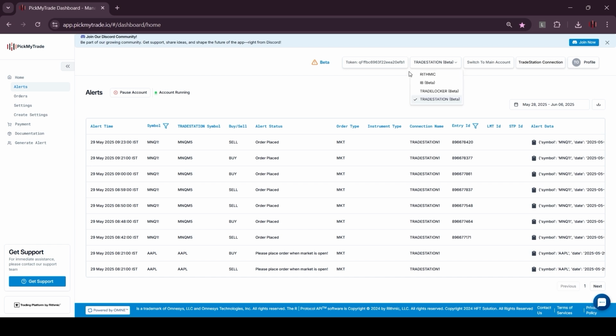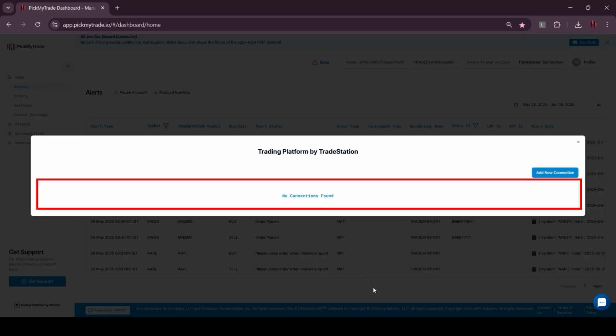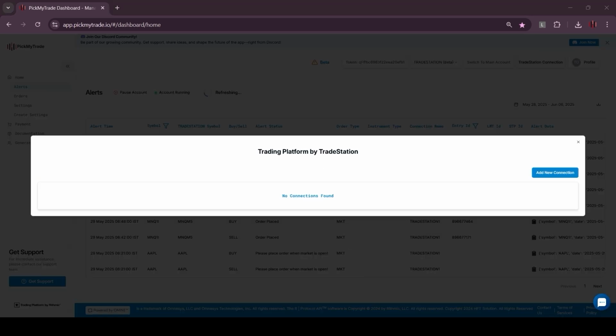Then make sure you have selected the correct broker. Here I have selected the TradeStation. And then you will click on TradeStation connection. Right now, no TradeStation connection is connected, so it is showing no connection found. And then I will click on Add New Connection.